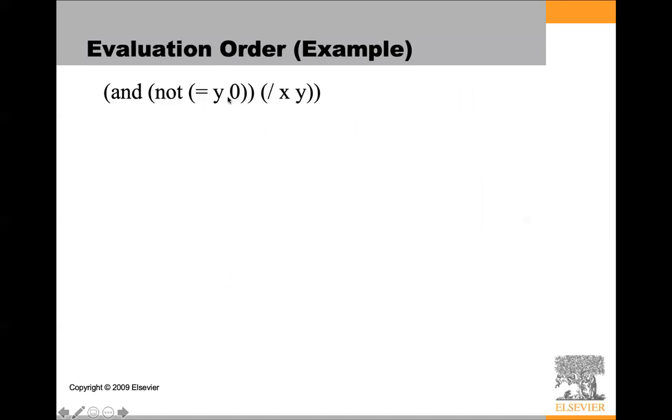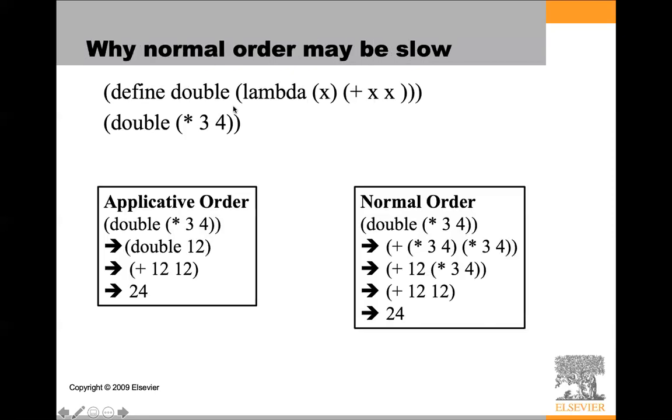And if we did applicative evaluation, this would give us an error because we would try to divide x by 0. But if we use normal order evaluation, where we don't evaluate an argument until we need it, we would never evaluate the second argument because the first argument evaluates to false. Okay.